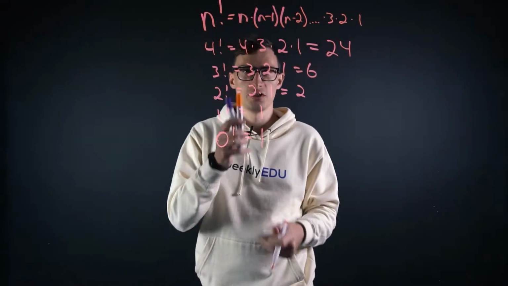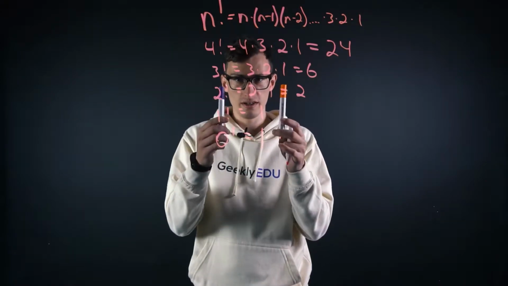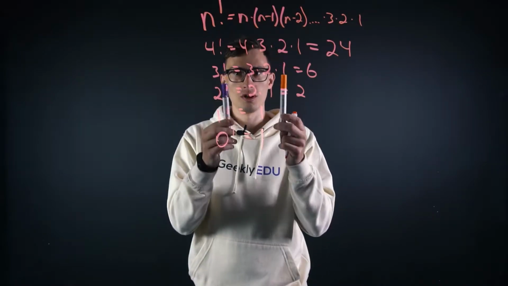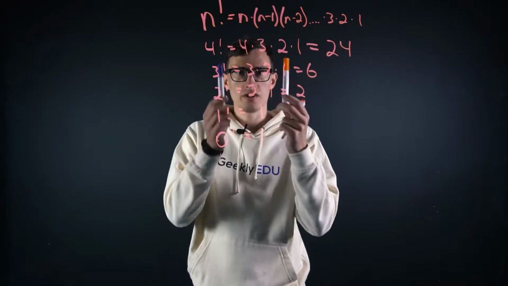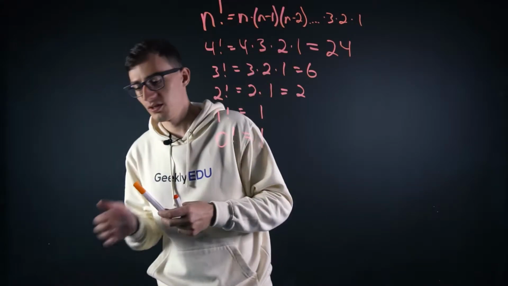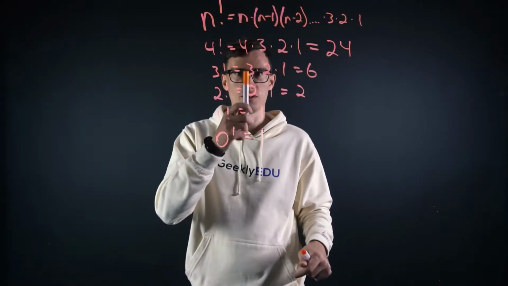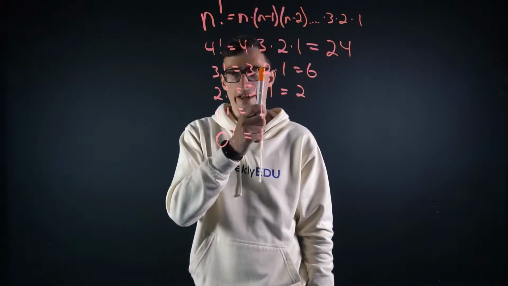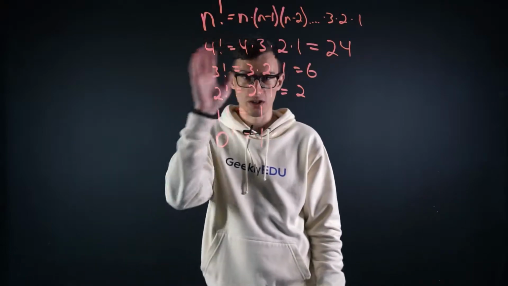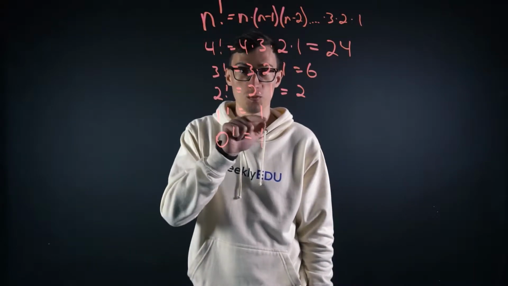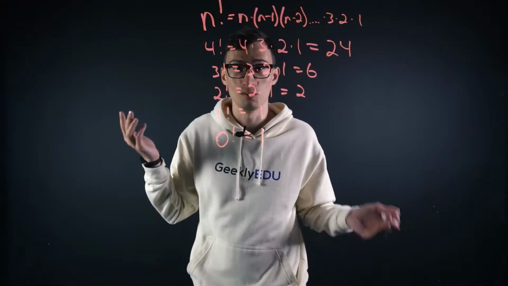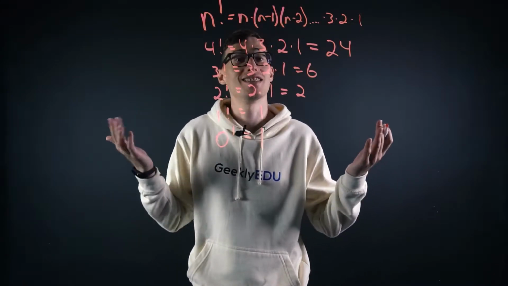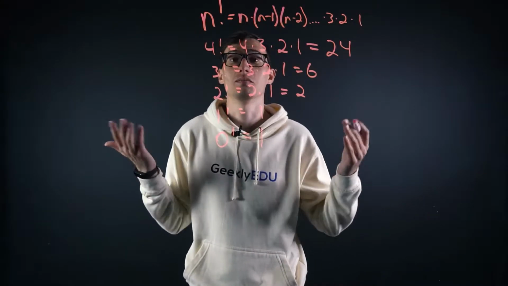If we only have 2 markers, there's only 2 ways to rearrange them. Orange and purple, purple and orange, right? Just 2 ways. If we have 1 marker, obviously there's just 1 way to arrange it, right? 1 factorial is 1, it's just this way. But if we have 0 markers, there's also just 1 way to arrange 0 markers, right? That makes sense. That blew my mind when I first heard that explanation, but I think it makes the most sense.